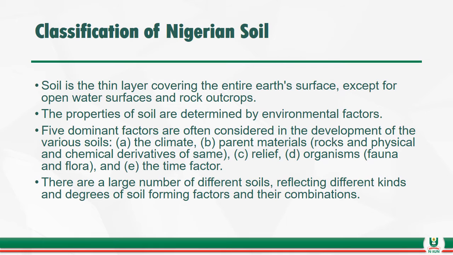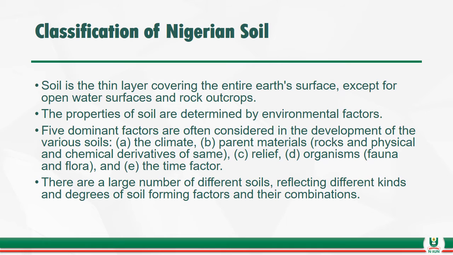Classification of Nigerian soil. Soil, as we know, is a thin layer covering the entire earth's surface, except for areas where we have open water or rock outcrop. The properties of soil are determined by environmental factors. We have five factors of soil formation, which include climate, parent material, relief, organisms, as well as time.